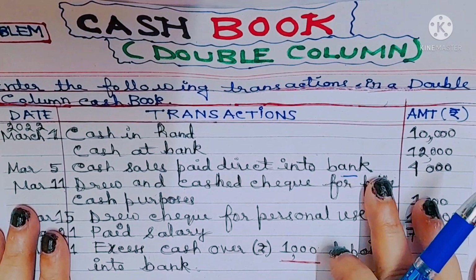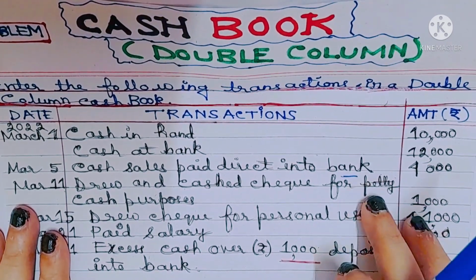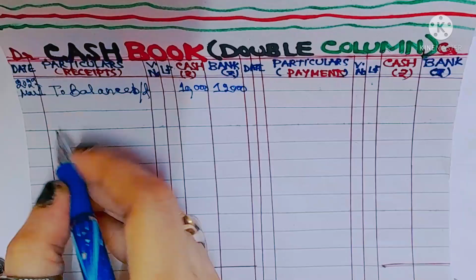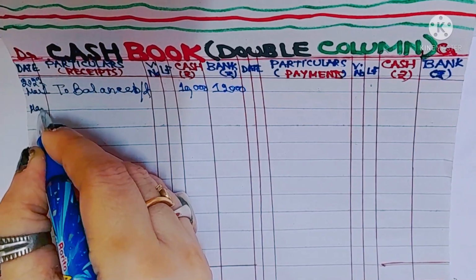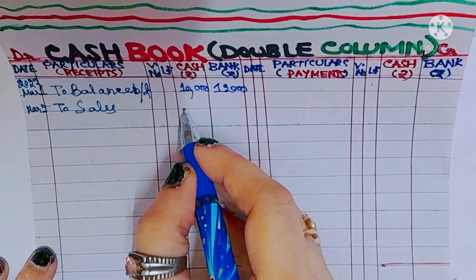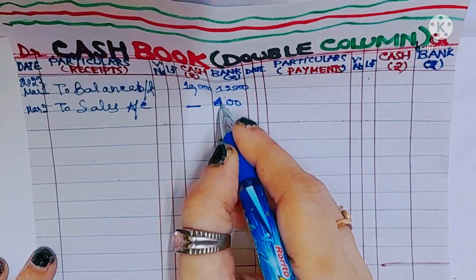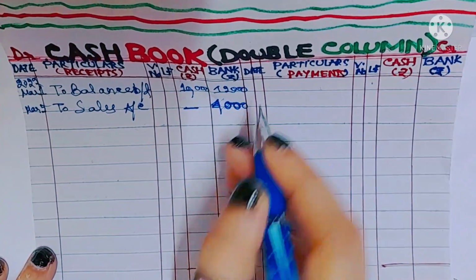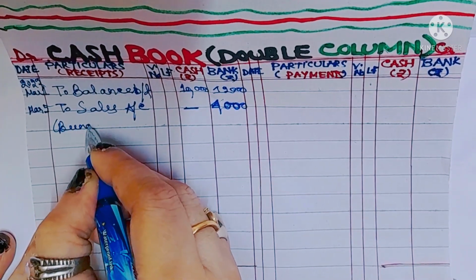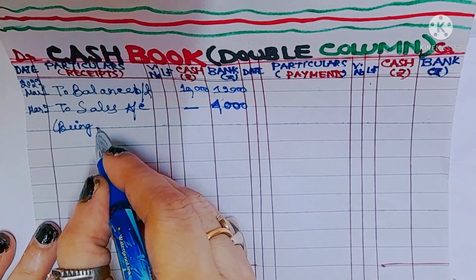So we'll have to write to sales account in the cash book on the debit side in the bank column 4,000. Okay, so let's write. On 5th March, to sales account in the bank column, to sales account 4,000 in the bank column, and the narration will be being goods sold and paid directly into bank.